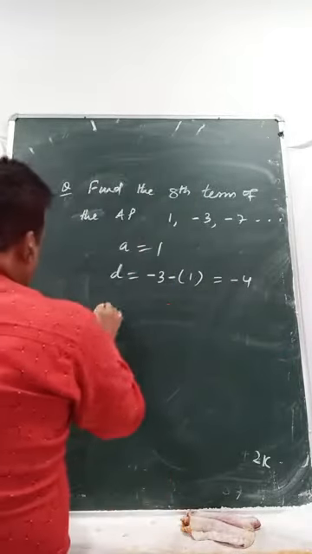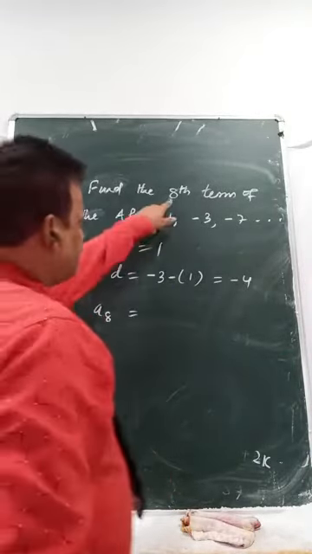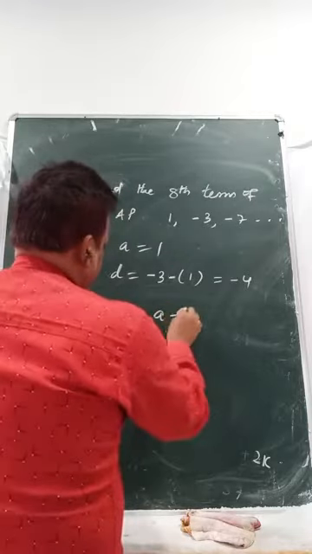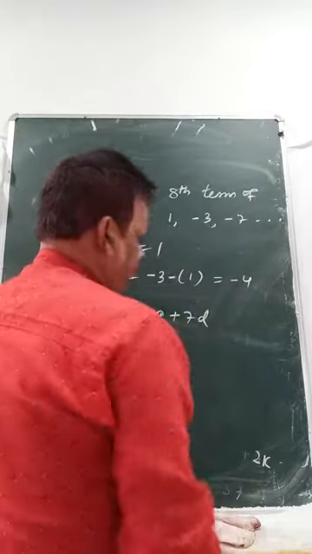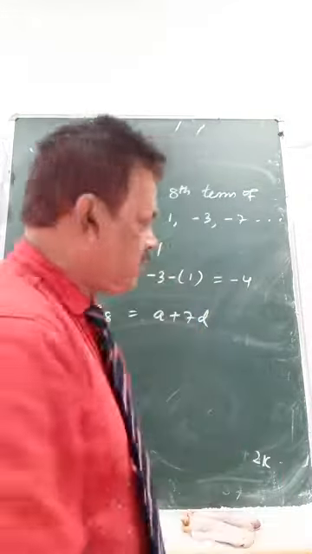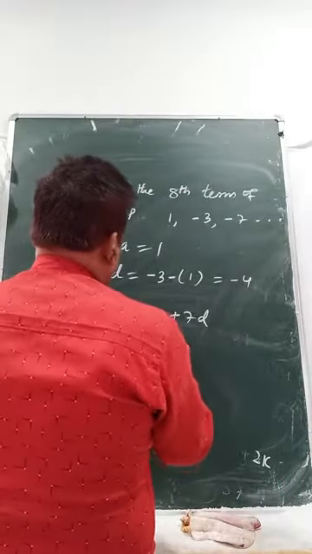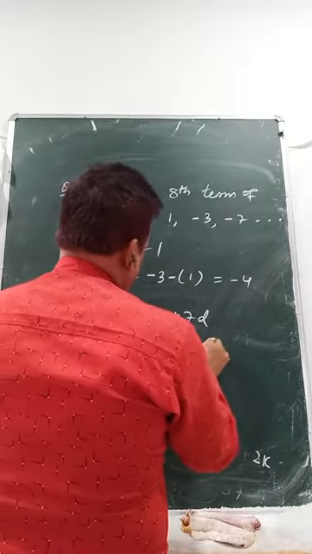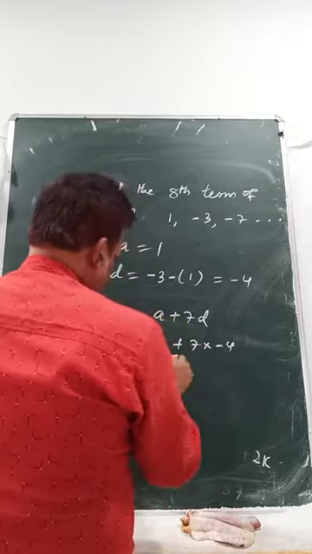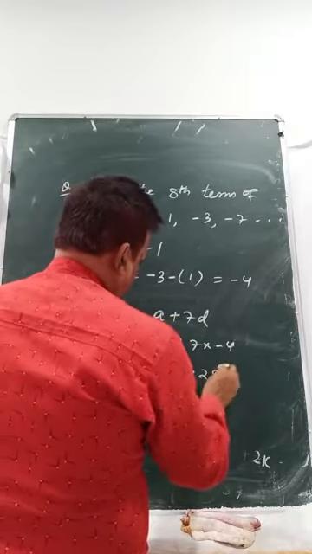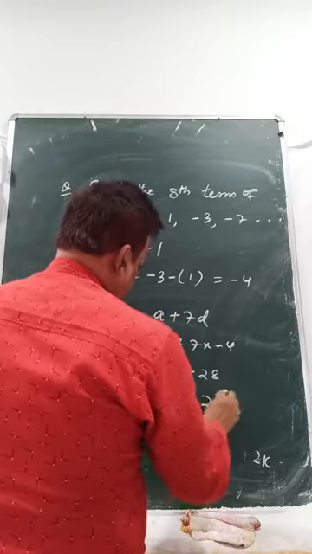What is A8? 8th term. A plus 7D. A plus 7D or not? So that will be 1 plus 7 into minus 4. 1 minus 28, minus 27.